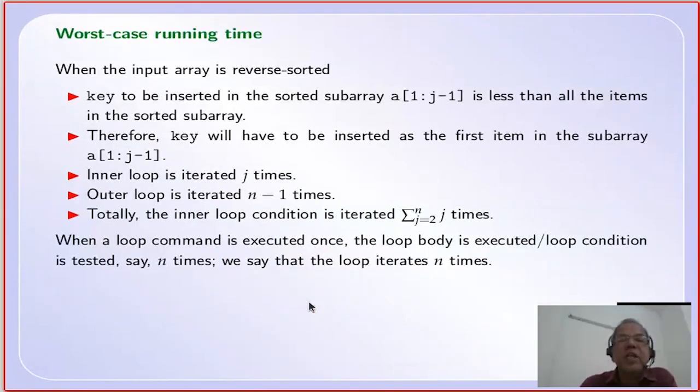The key to be inserted in the sorted array 1 to j minus 1 is less than all the items in the sorted subarray. Therefore, the key will have to be inserted as the first item in the subarray 1 to j minus 1. The inner loop is iterated j times. The outer loop is iterated n minus 1 times. Totally, the inner loop condition is tested sum of j for j equal to 2 to n times.